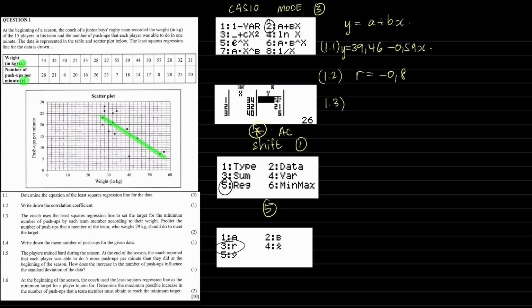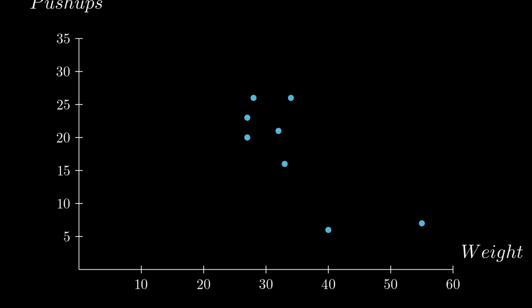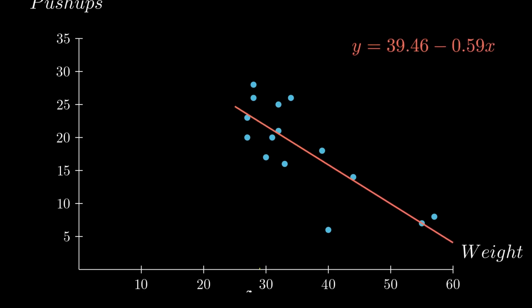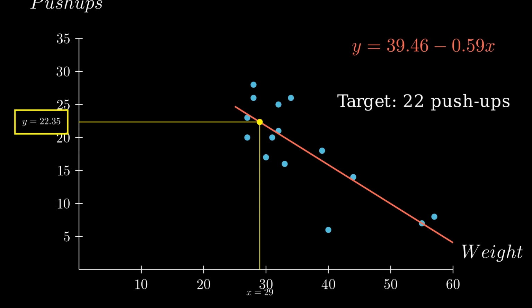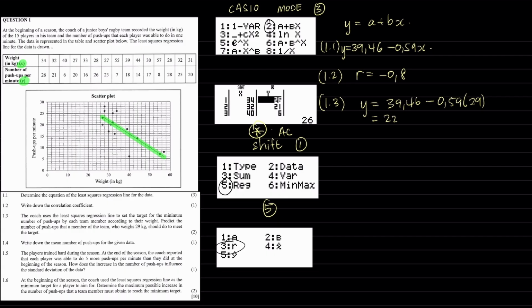Then question 1.3. The coach uses the least squares regression line to set the target for the minimum number of push-ups by each team member according to their weight. Predict the number of push-ups that a team member who weighs 29 kilograms should do to meet the target. Here, for 2 marks, we just have to substitute a weight of 29 kilograms. Remember, weight is on my x-axis. So y is equal to 39.46 minus 0.59 times the x value, the weight, which is 29. And that means you get an answer of 22.35, so 22.35 push-ups.